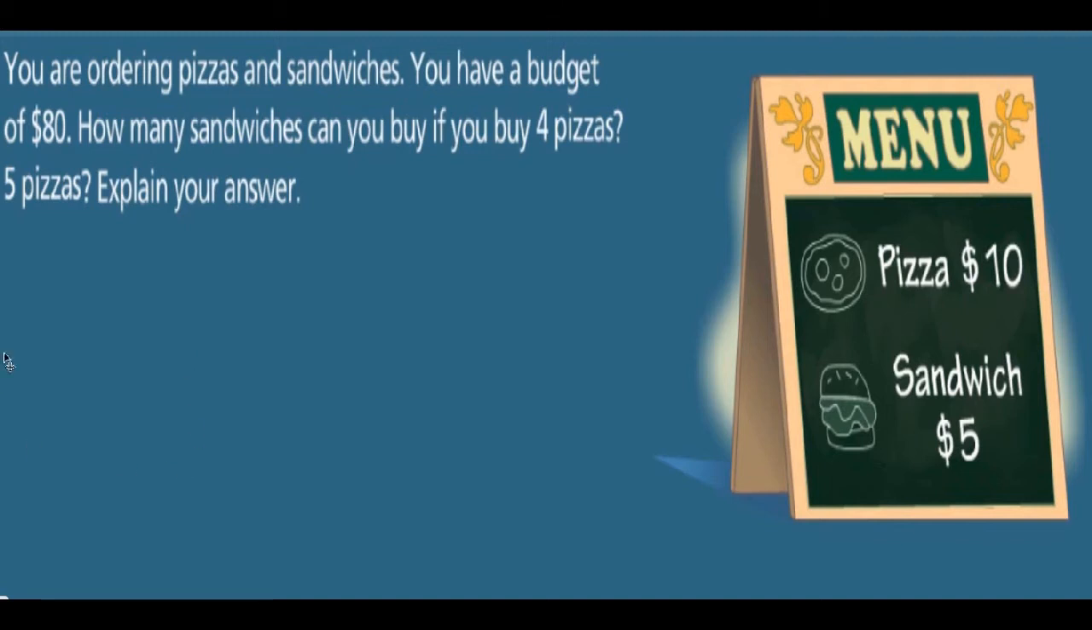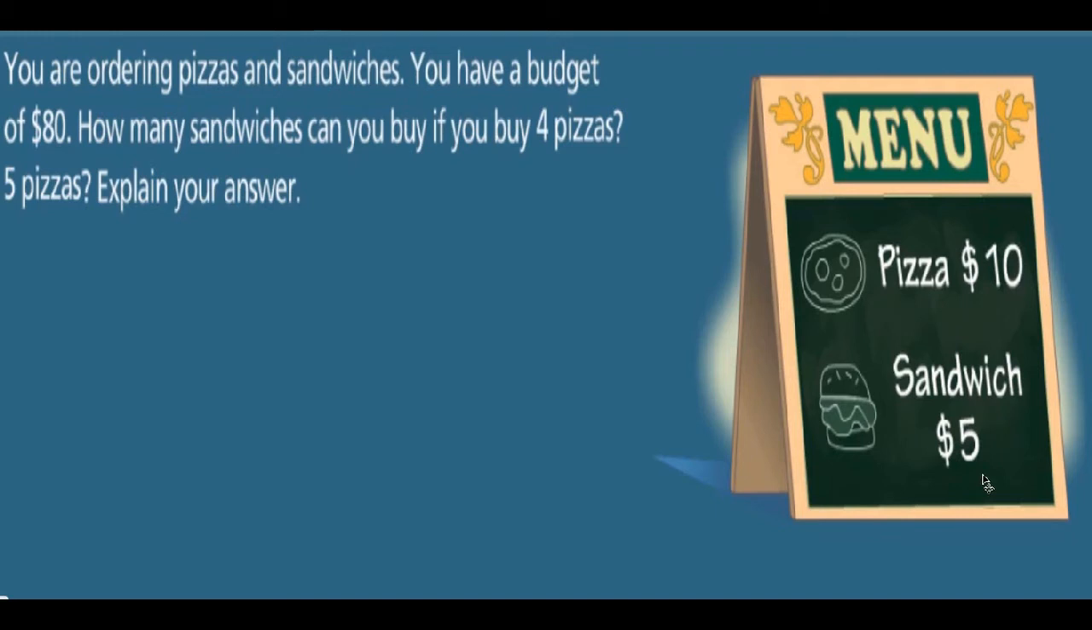Okay, so let's look at this example right here. You are ordering pizzas and sandwiches. You have a budget of $80. How many sandwiches can you buy if you buy 4 pizzas, 5 pizzas? Explain your answer. Okay, so pizzas are $10 and sandwiches are $5. You can see that from the menu.